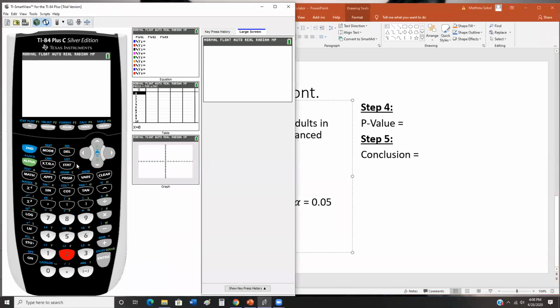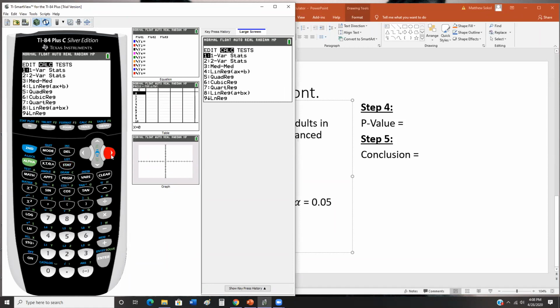So you're going to go over to here and press the stat button. You're going to scroll over to tests. And the option you want for this week always is number 5 here. It's 1-prop z-test, 1-prop z-test. So I'm going to scroll down to that and hit enter.